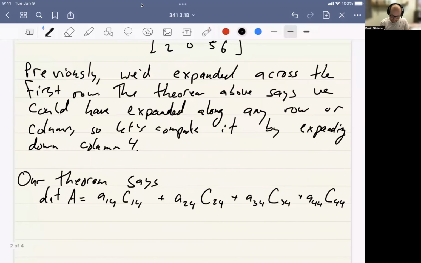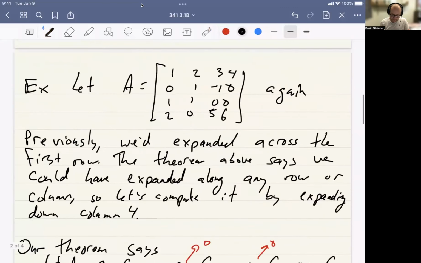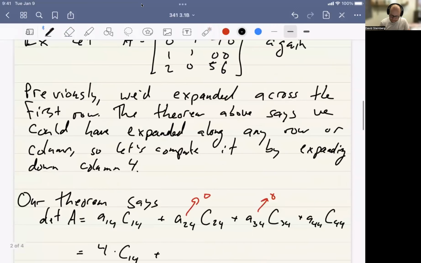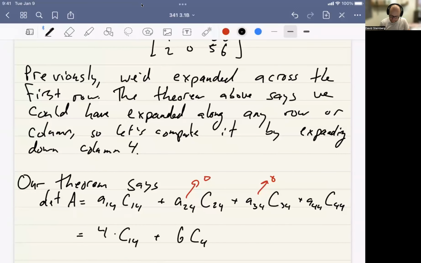So this is 0, and that's 0, so actually the determinant is just A14, which was just 4, times C14 plus 6 times C44. So we only actually need to compute 2 determinants, 2 3x3 determinants, instead of 4 of them, which we did last time. So let's compute those.